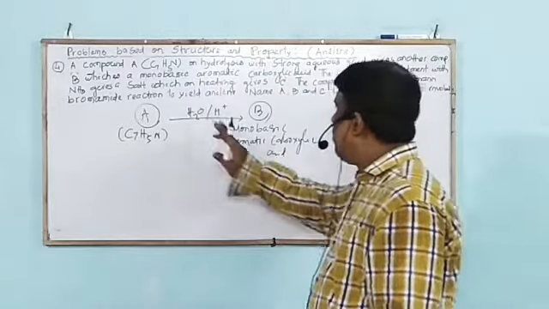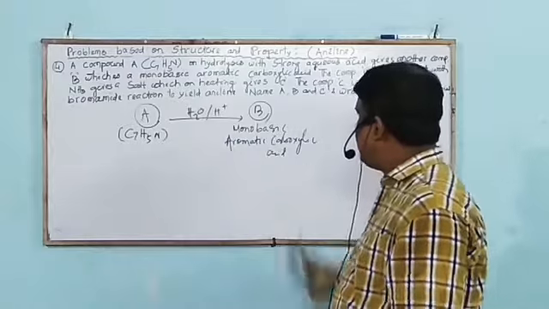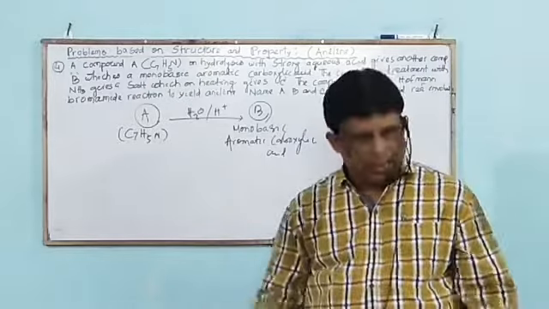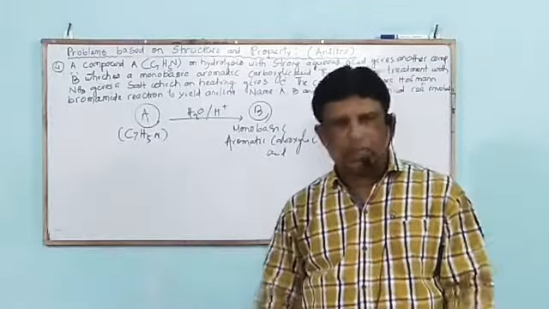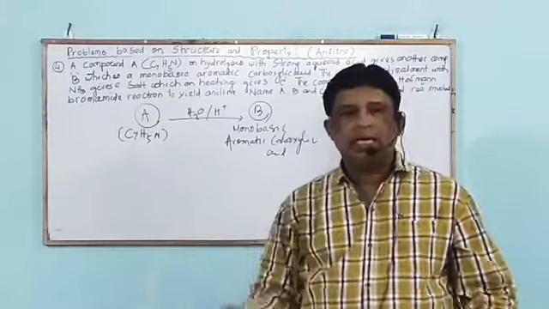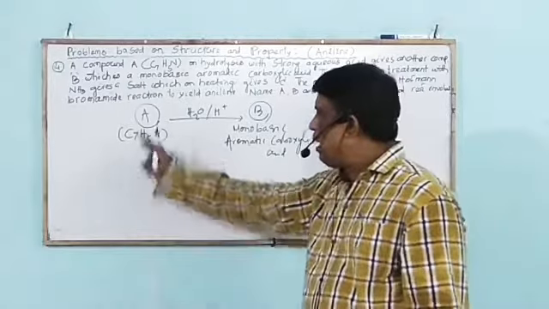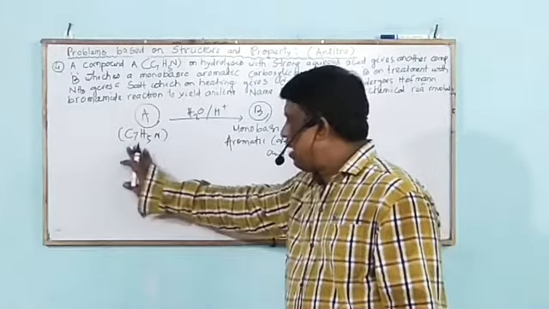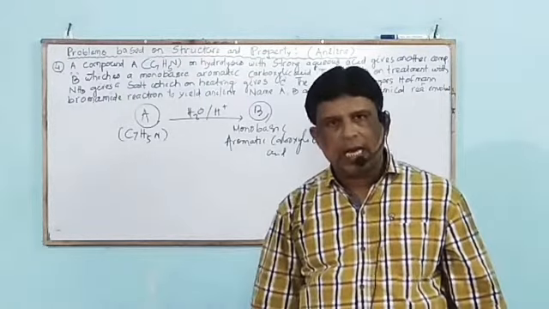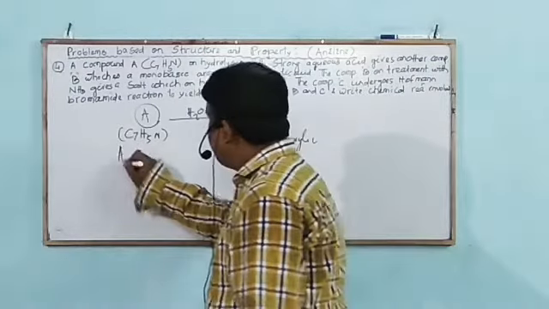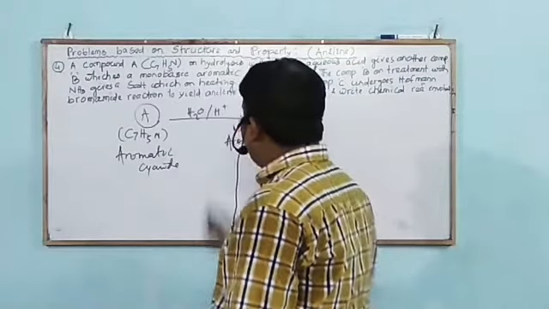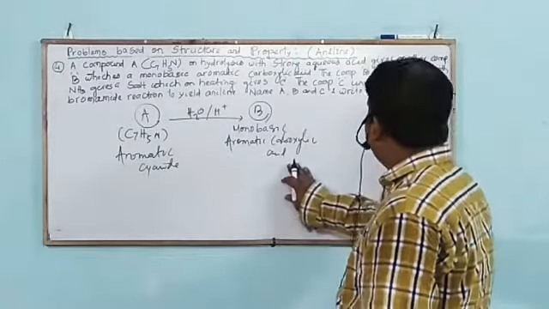So which aromatic compound under hydrolysis in presence of mineral acid gives a carboxylic acid? That means A may be an acid amide, an ester, a cyanide, or an acid derivative like acid chloride. What is the formula? It is clear that no oxygen is there, only carbon, hydrogen and nitrogen. So it is expected that it is an aromatic cyanide. Aromatic cyanide, on complete hydrolysis, forms aromatic carboxylic acid.